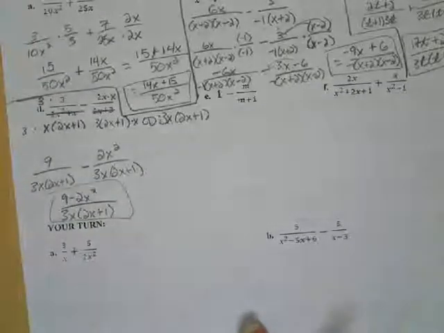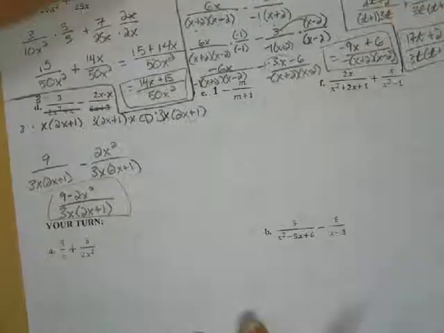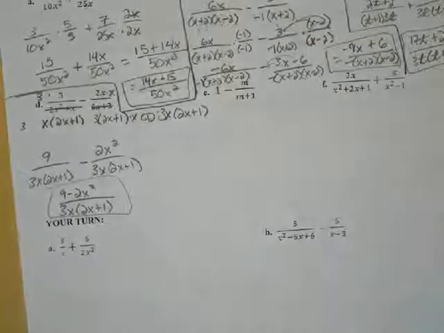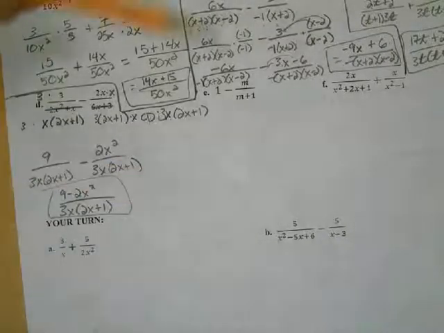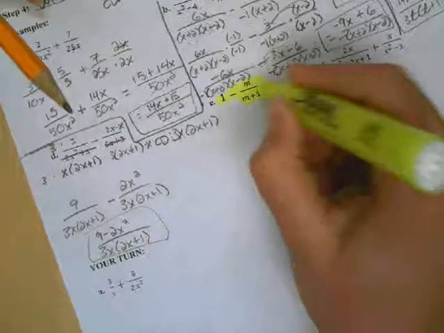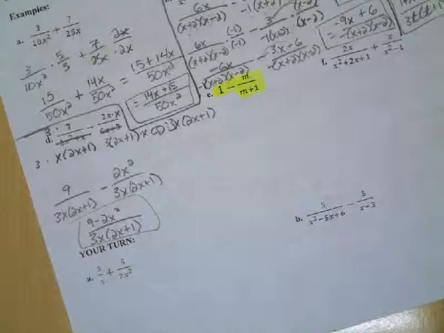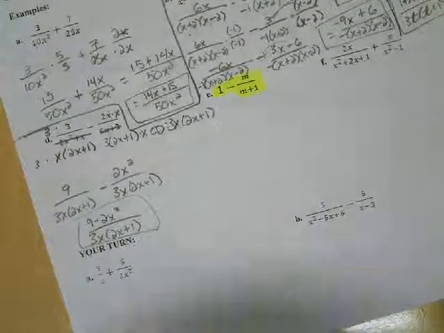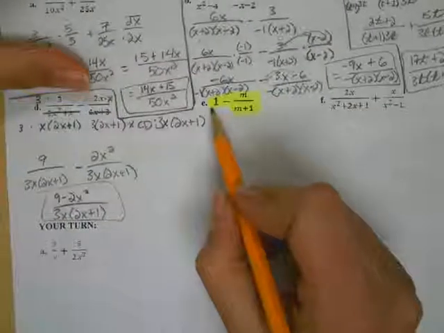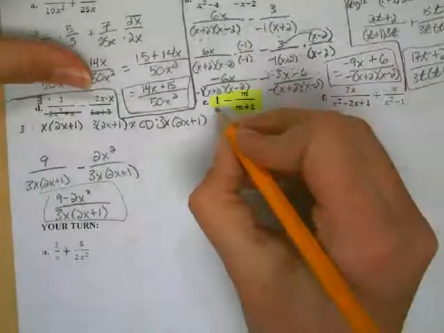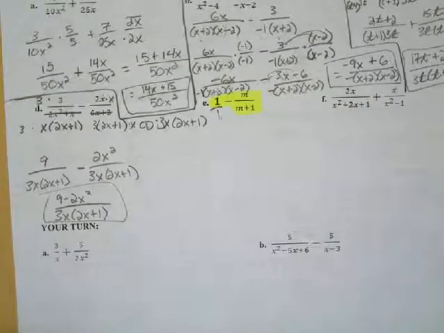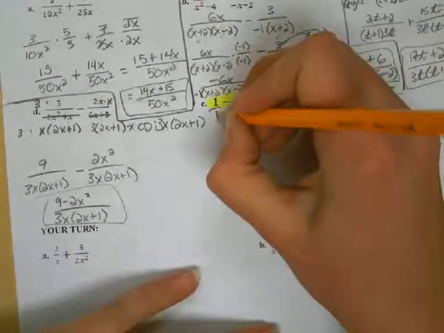So, E. Okay, E. And let me grab a highlighter here, because it's kind of getting to where you can't really see what I'm doing. 1 minus m over m plus 1. So just like with anything else, if I don't have a denominator, I make one. I just put this thing over 1 and go from there.